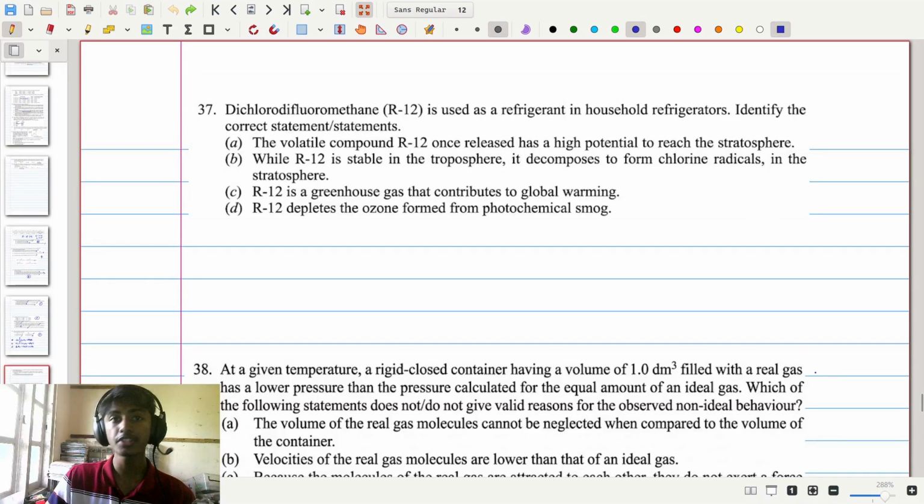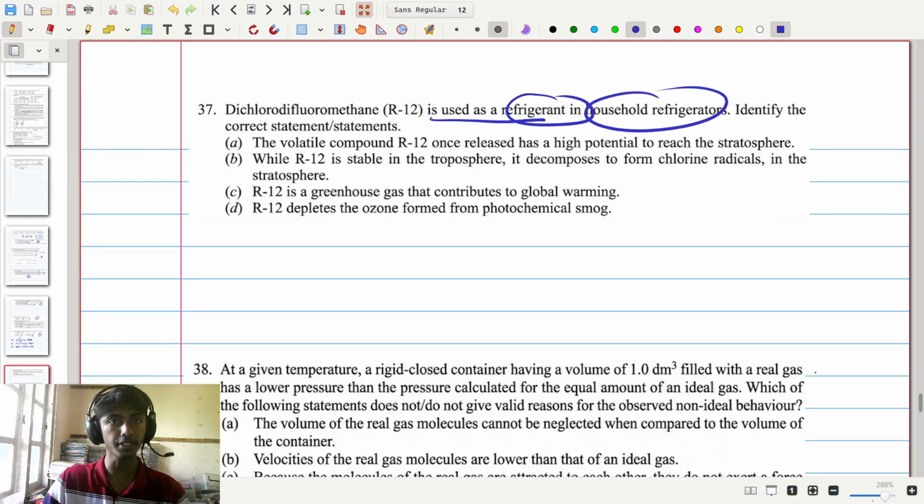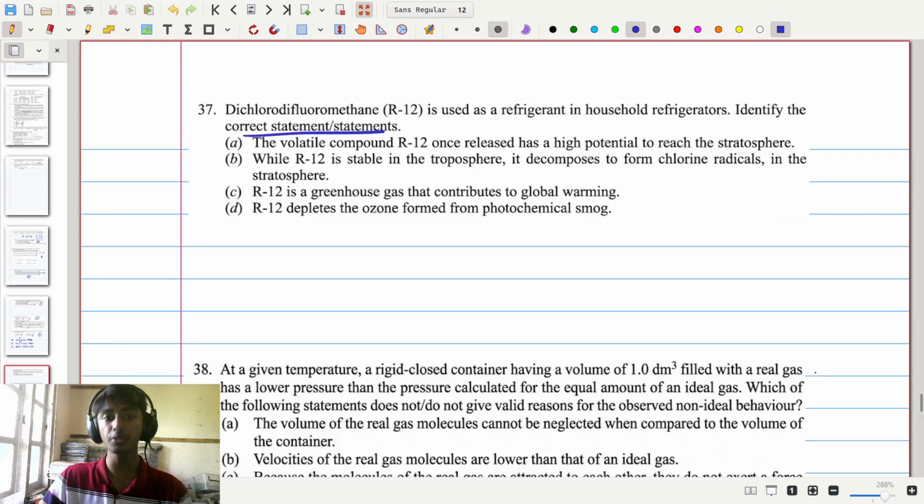Now moving on to question 37, it says dichlorodifluoromethane, aka R12, is used as a refrigerant in household refrigerators. Given that, they ask us to identify the correct statement or statements. Statement A says the volatile compound R12, once released, has a high potential to reach the stratosphere, and that statement is correct. R12 does not break down in the troposphere and can therefore float upward easily and reach the stratosphere.